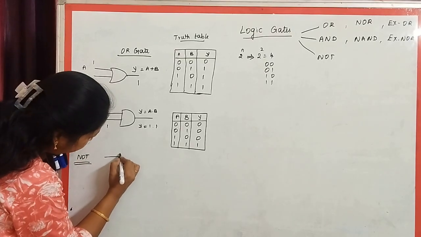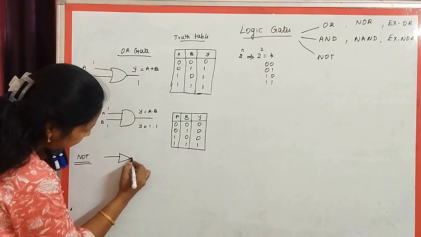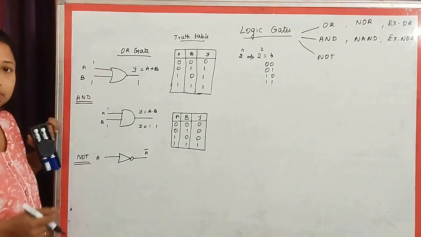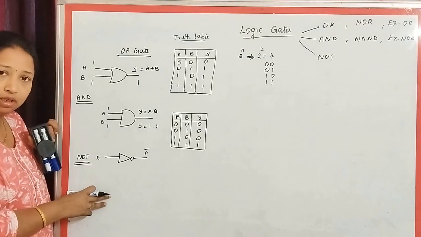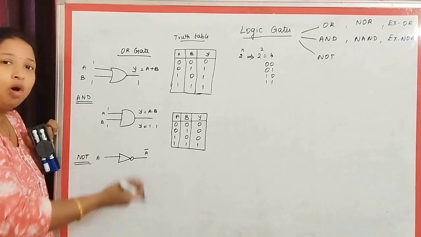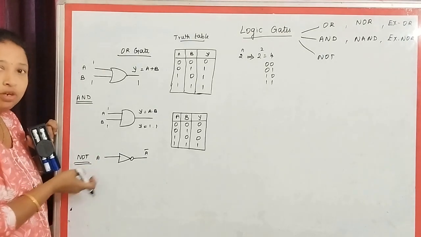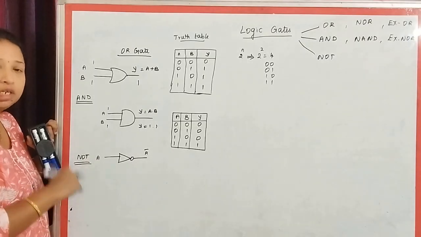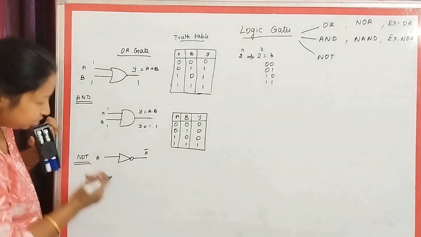How do you represent a NOT gate? NOT gate is something like this. When you give an A input, your output will be A bar. NOT is also called an inverter. What do you mean by that? Whatever input you're giving, the NOT gate will do a complement of it. If you give 1, your output will be 0. If you give 0, your output is going to be 1. It will just invert it. It will just complement it. Fine, that is called a NOT gate.